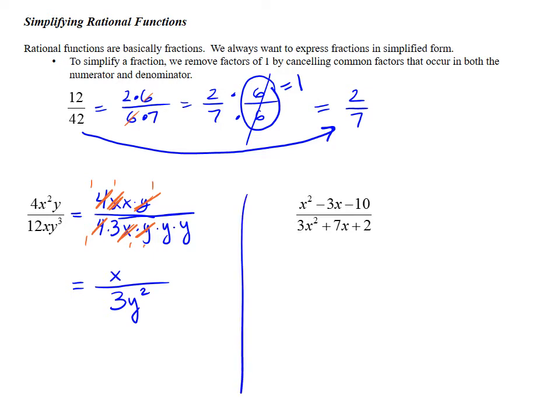In our next example, we don't just have things multiplied, we actually have a trinomial on both top and bottom. When we have trinomials or polynomials in the top and bottom, we want to factor it as we would any trinomial. So this is part of why we spent all that time on factoring earlier in the term. We're going to have to factor to simplify many rational expressions and functions.